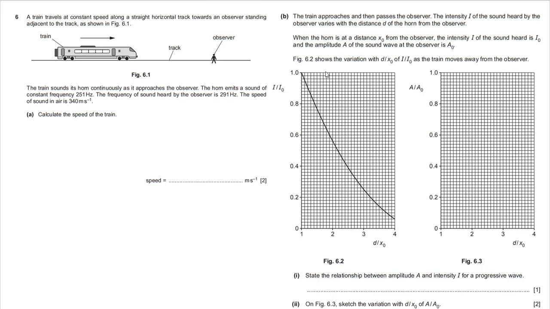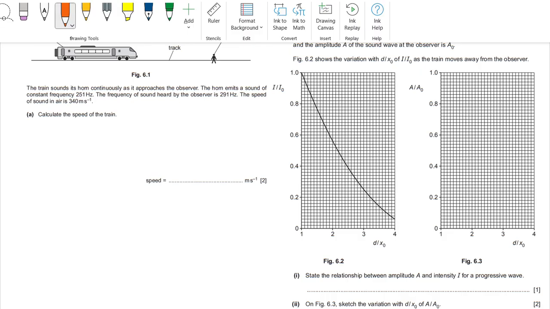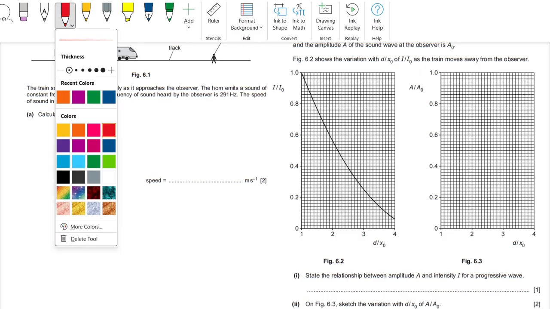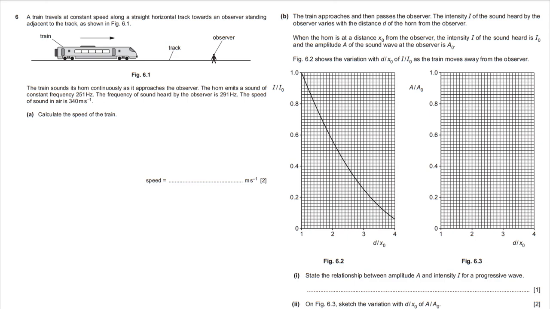ओके. A train travels at a constant speed along a straight horizontal track towards an observer standing adjacent to the track as shown in figure 6.1. The train sounds its horn continuously as it approaches the observer. So it approaches the observer. ठीक है? So when it approaches the observer, तो हमारे पास उसके जो क्लोजर आता है तो नीचे माइनस का साइन आ जाता है। वो फ्रिक्वेंसी वाला फॉर्मूला जो मैंने आप लोगों को पढ़ाया हुआ है, we have to use that formula. ठीक है, सो what was the formula?